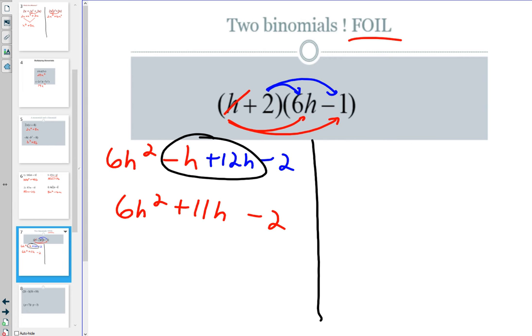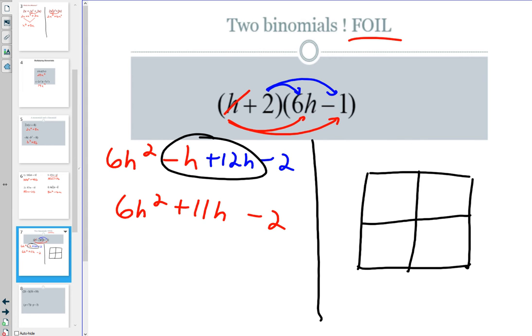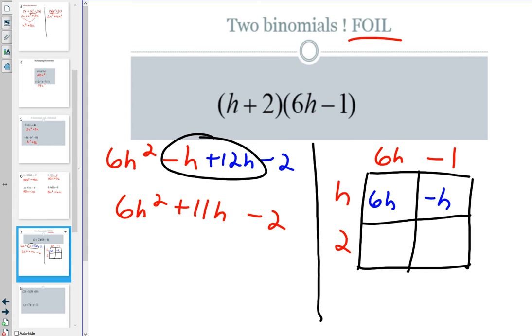We said that this was 2 terms by 2 terms, so let's create a grid that's 2x2, also known as a box. It's going to be 2 rows and 2 columns. On the outside of the left side and on the top, I'm going to write each binomial. The first binomial had an h and a 2. The second had a 6h and a negative 1. Everywhere we see an intersection, we multiply those two terms. What is 6h times h? 6h squared. h times negative 1 is negative h. 6h times 2 is 12h. And then 2 times negative 1 is negative 2.